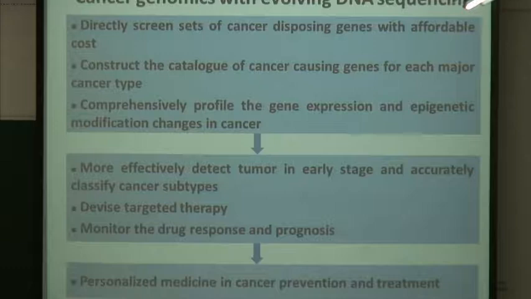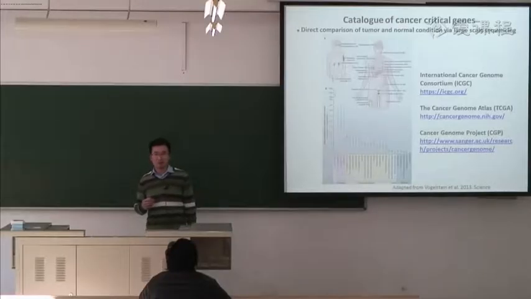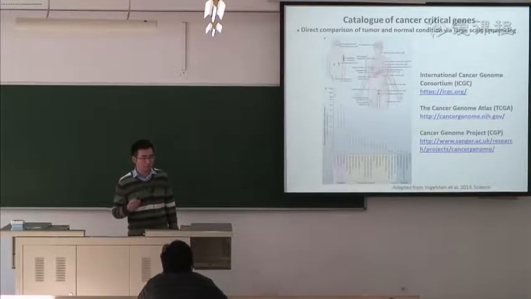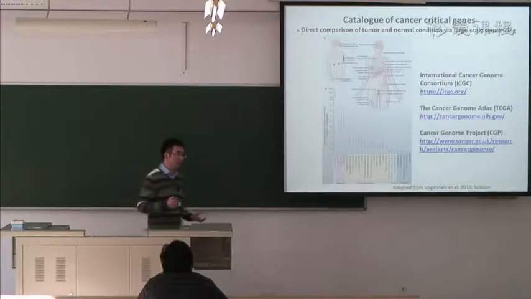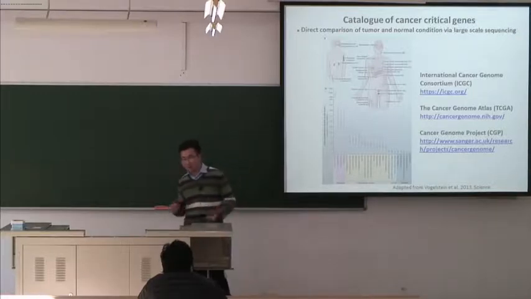This is one of the very exciting developments in the cancer research field and also in the clinic. So let me just show you. Now there are several large consortia trying to catalog the cancer critical genes. From the very beginning, you already know that different types of cancer can, in general, be considered very distinct diseases because they contain different mutations. The initiation and progression may be very different.